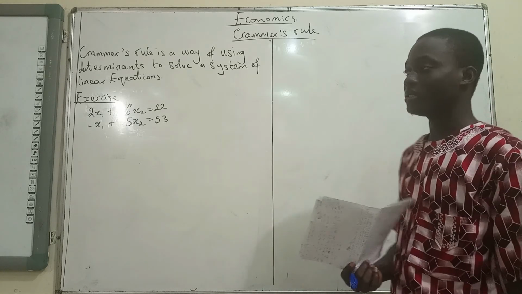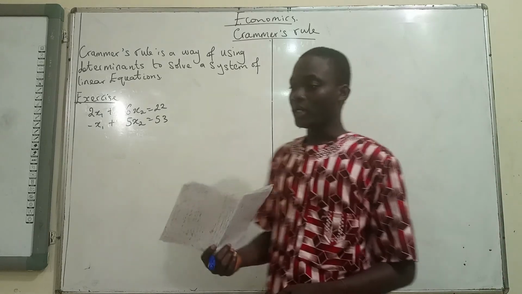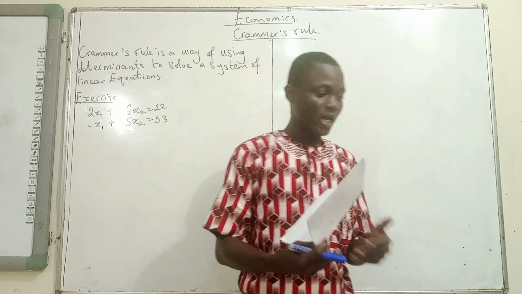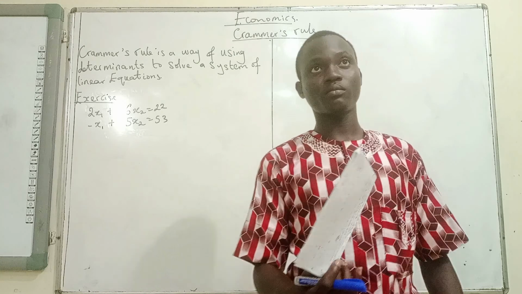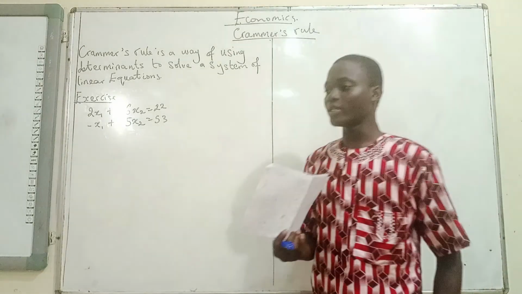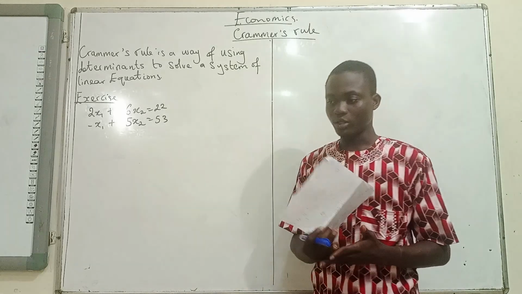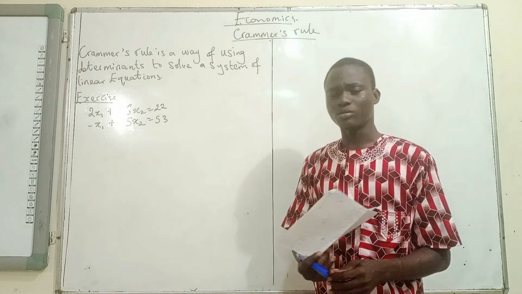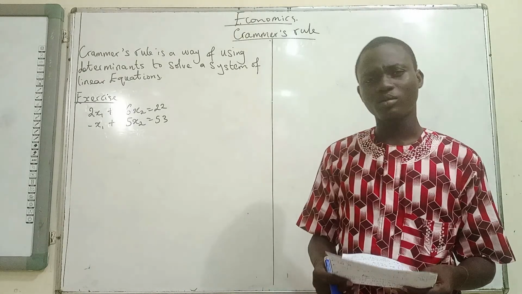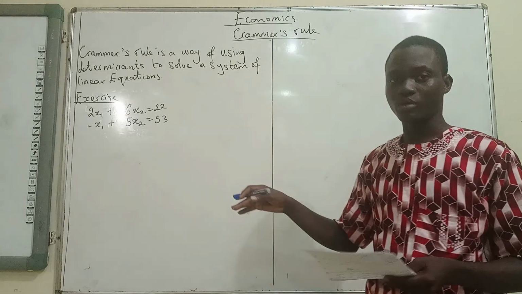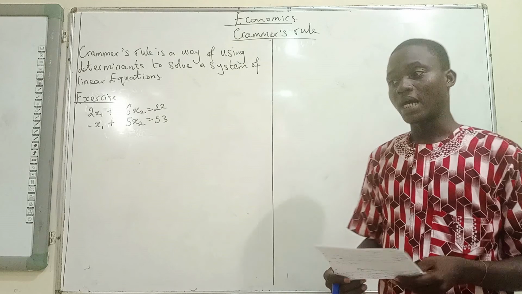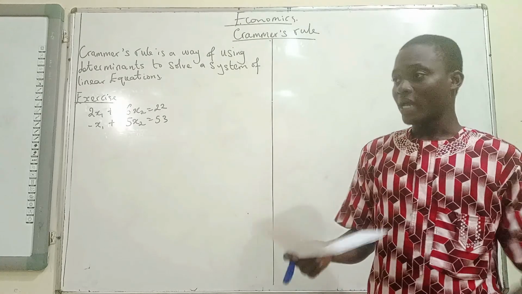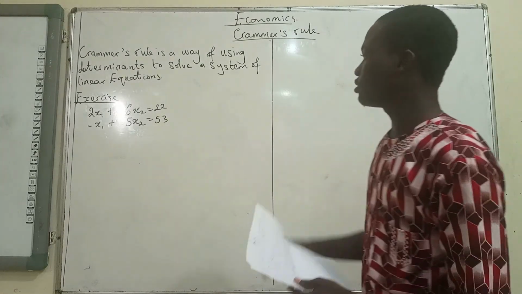Cramer's rule is a way of using determinants to solve a system of linear equations. Simultaneous equations could be solved using various means. You could use the substitution method, elimination method, graphical method as well. Then you could use matrices, the inverse method, and you could use Cramer's rule as well. I think you can't use the inverse method to solve two simultaneous equations, because you make use of minors, and along the way there is going to be a problem in trying to get the minors. Anyway, let's just get to today's business.